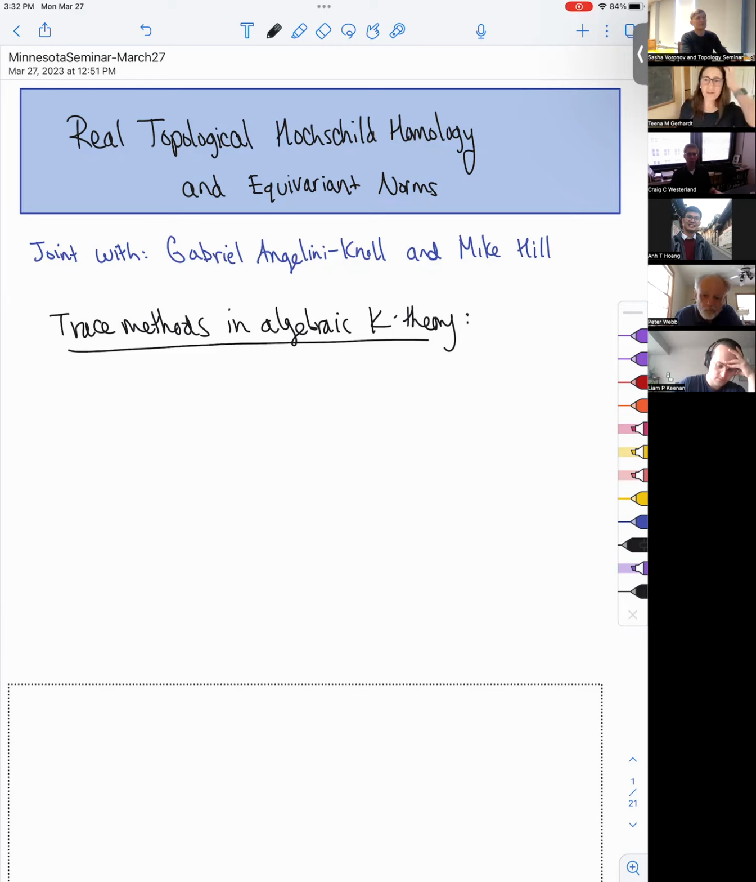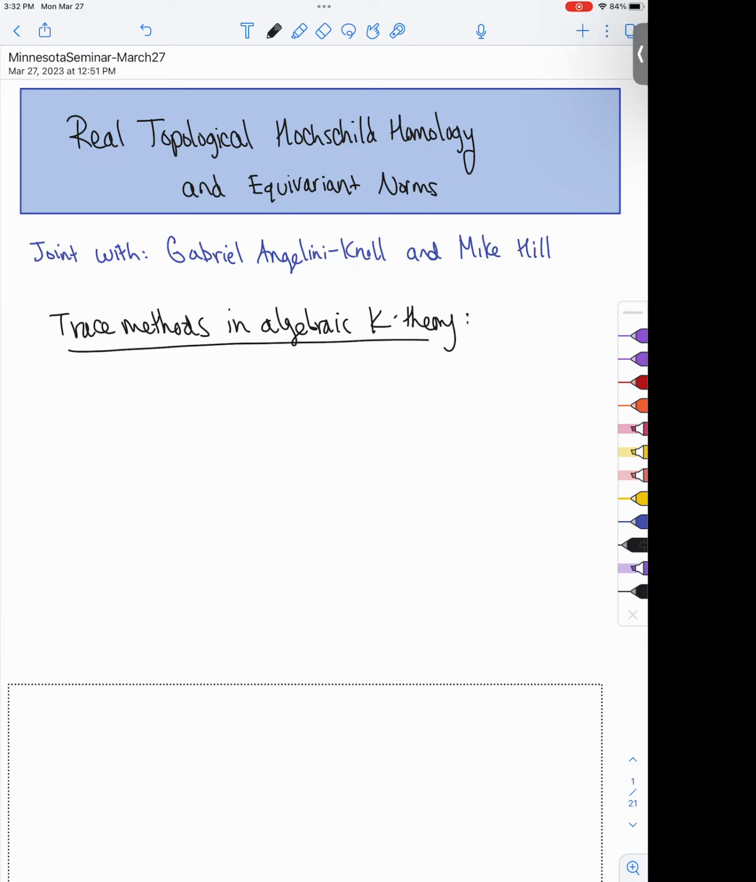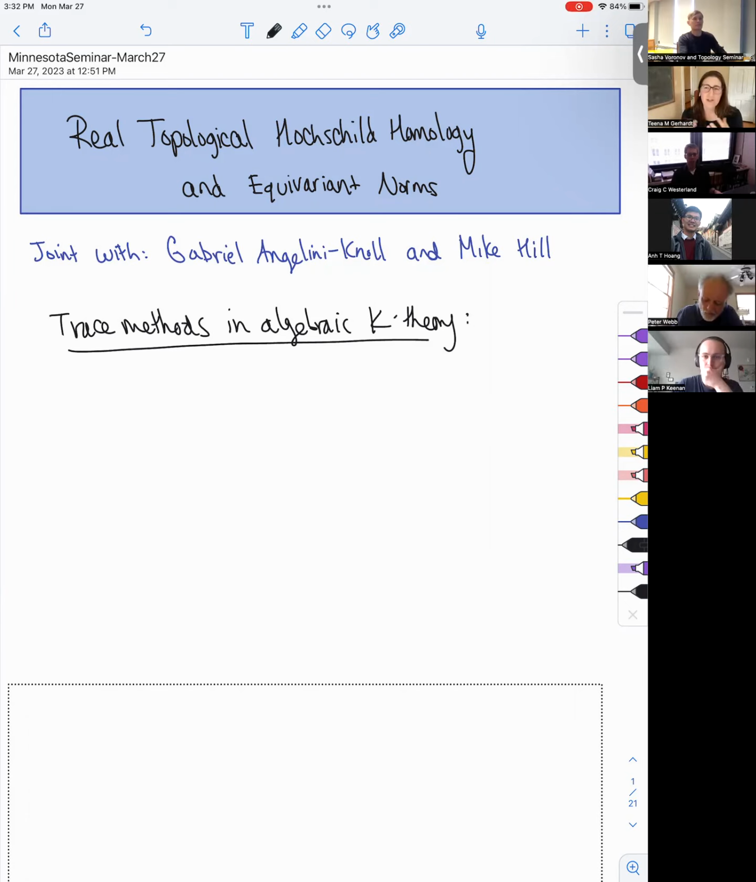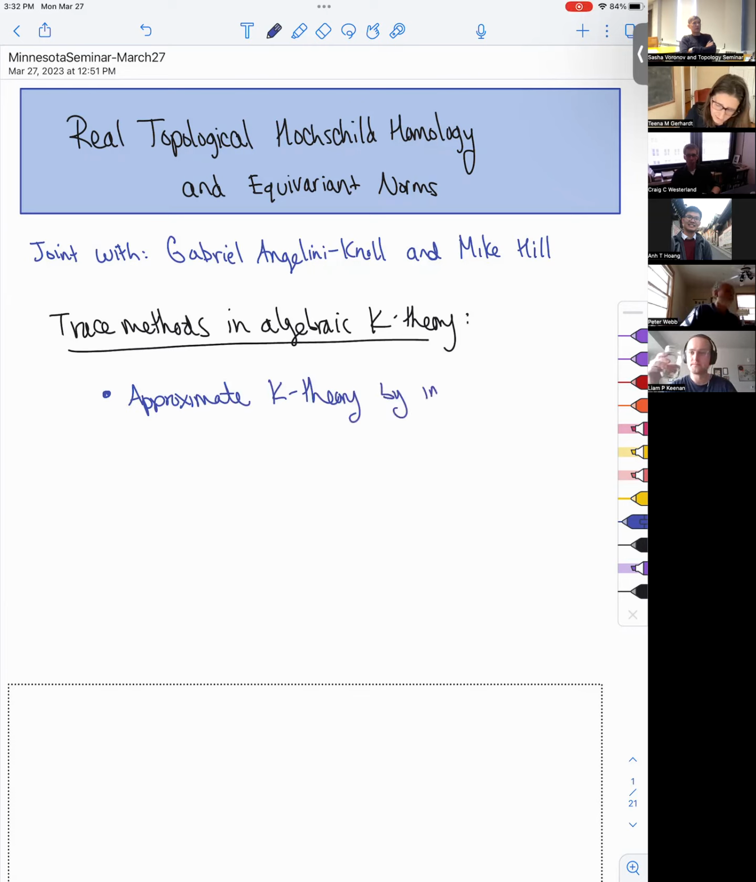Algebraic K-theory is an invariant of a ring that has a lot of applications across mathematics. People are very interested in studying it, but it's very difficult to compute K-theory directly. So the big idea behind trace methods is that K-theory is tough to compute, but we can try to approximate it. In trace methods, we approximate algebraic K-theory by invariants which are more computable.